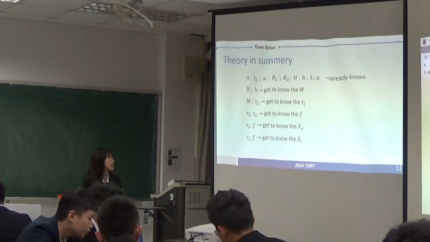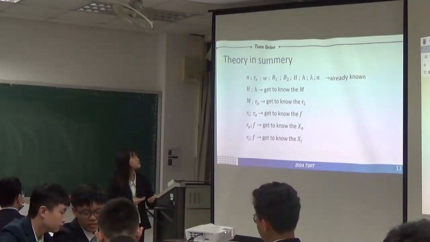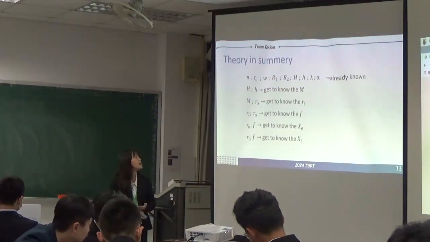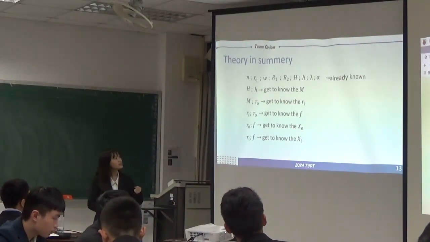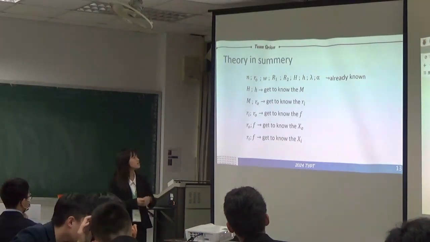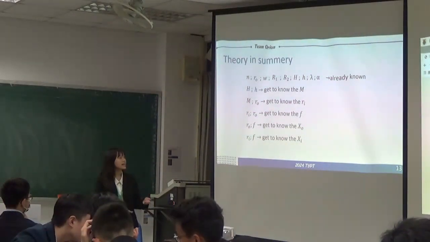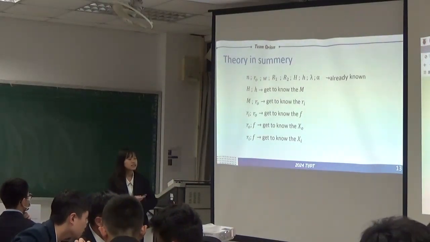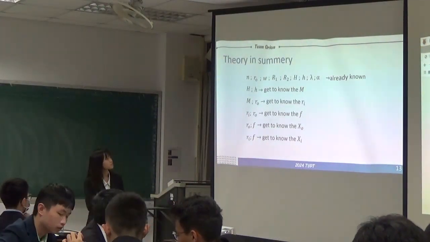And by big H and small h, we can get to know the M. By big M and R_O, we can get to know R_I. And by R_I and R_O, we can get to know F. By R_O and F, we can get to know X_O. And by R_I and F, we can get to know X_I. So this is all of our calculations.